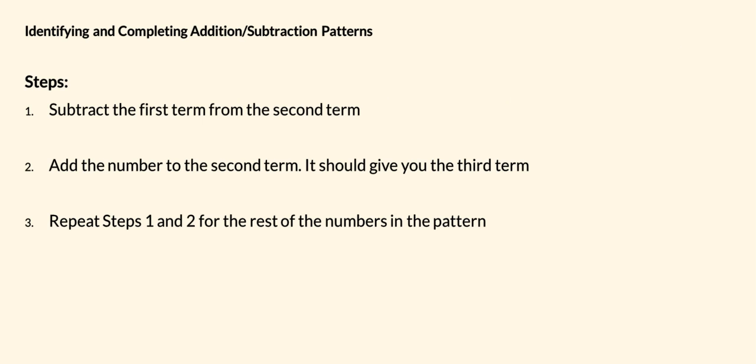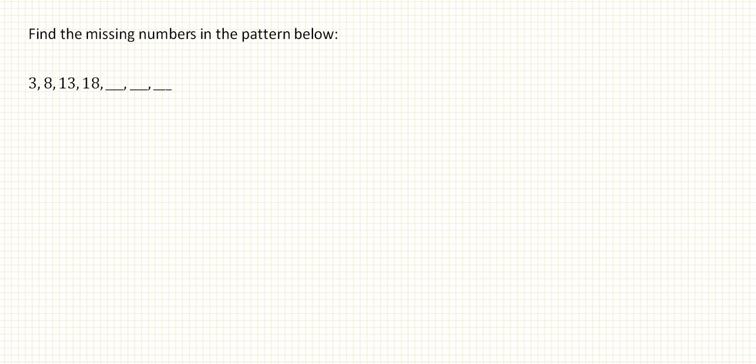And now here are the steps. We're going to subtract the first term from the second term, and we're going to add that number we get to the second term, and that should give us the third term, and we do that until we complete the rest of the numbers in the pattern. And in some instances, you may actually have to find out some missing numbers from the pattern. This should help us get those missing numbers. Now let's look at some examples.